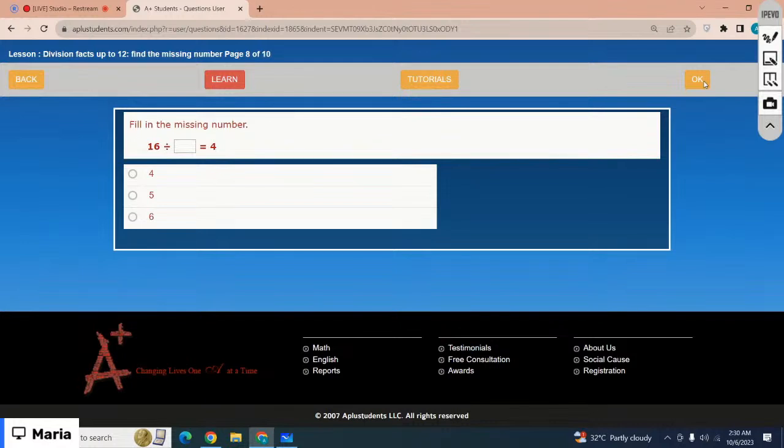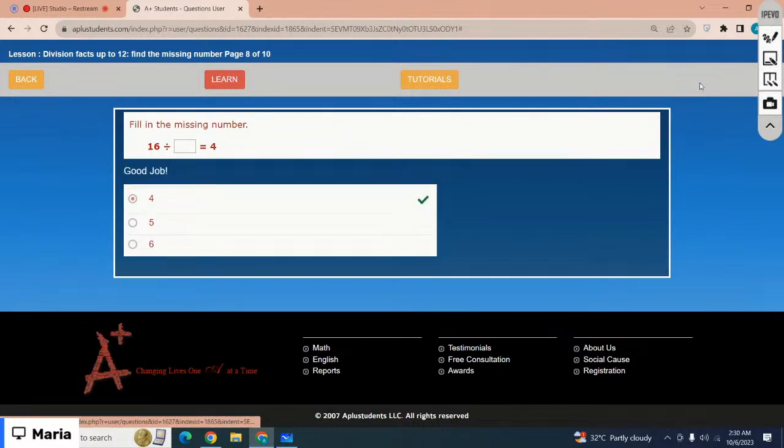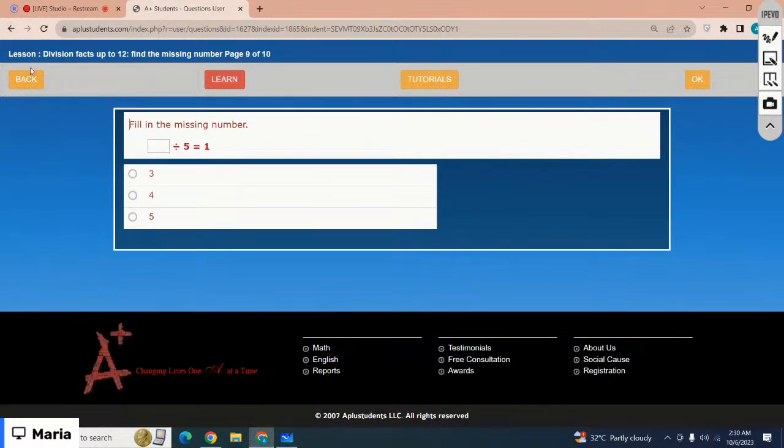The correct option is 16 divided by 4 equals 4. The correct option is 4, right? Okay, you can complete the lesson by yourself here today. Let's just move on to the next lesson.